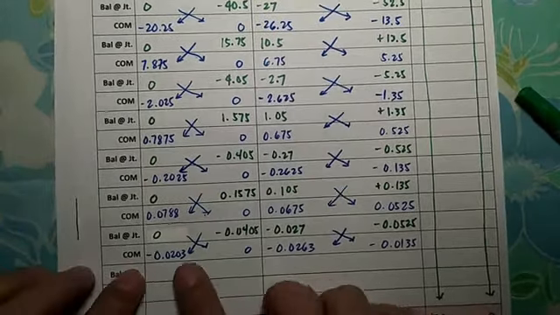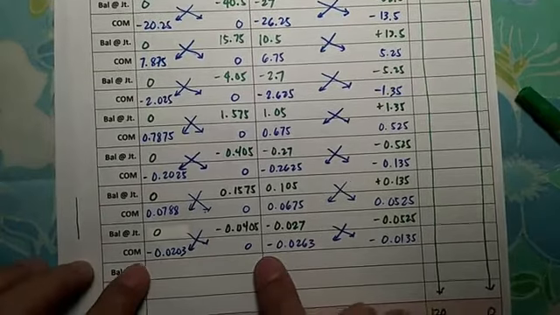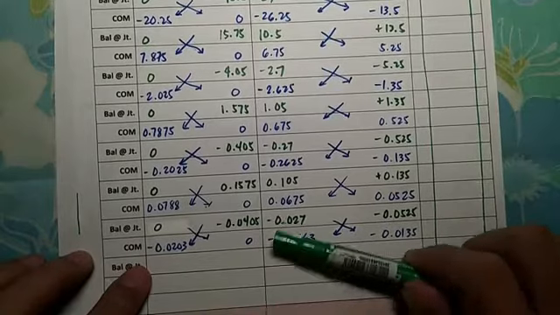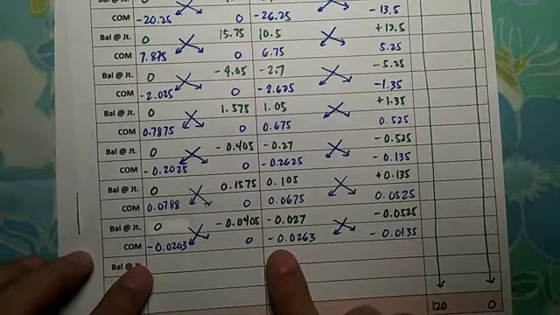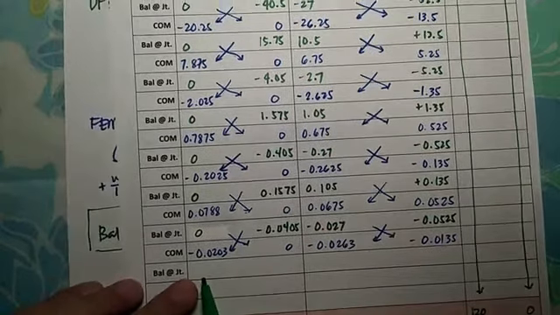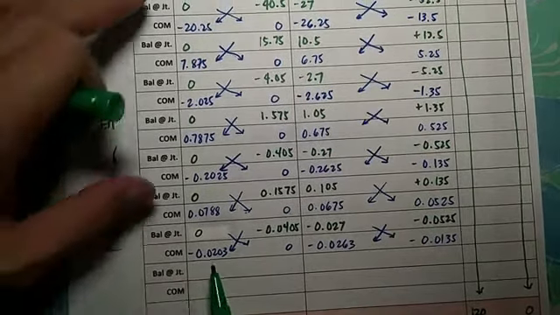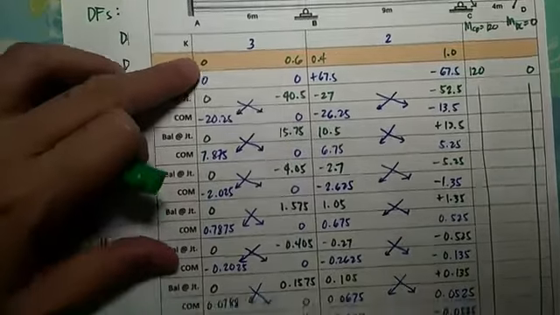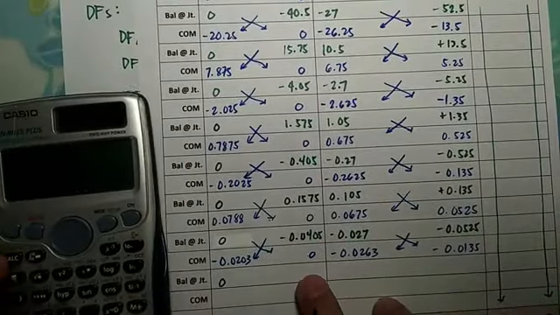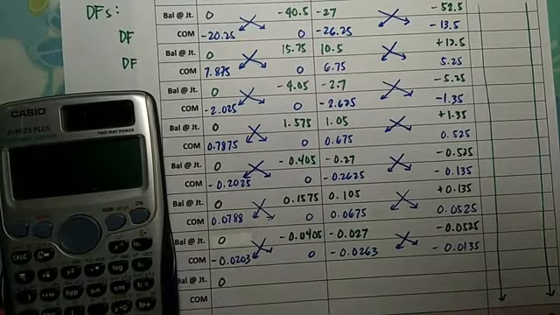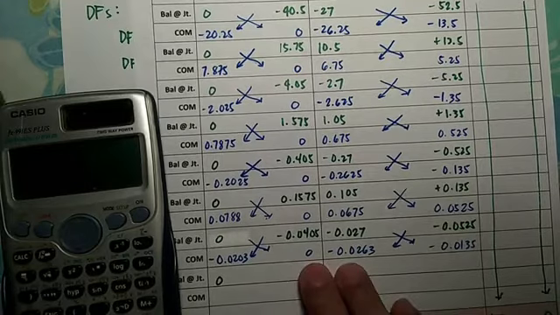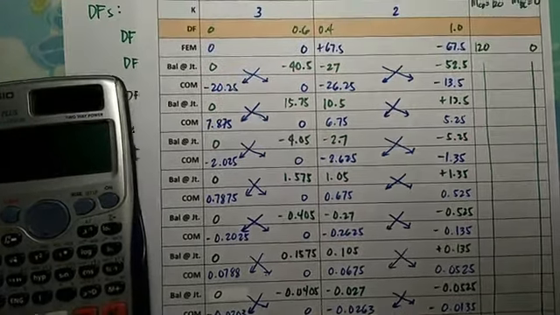So, at this point, the unbalanced moment now is negative 0.0263. So, isa pa, no? Hindi pa kasi nag 0.00 something tayo. So, again, the unbalanced moment here is 0.02 times the negative of DF. Again, the DF here is 0, so it would just be 0. So, for this case, the unbalanced moment would be 0 and negative 0.0263. So, this is the unbalanced moment here times the negative of the DF.